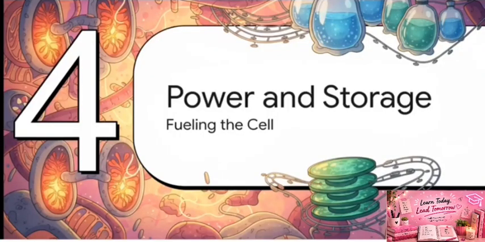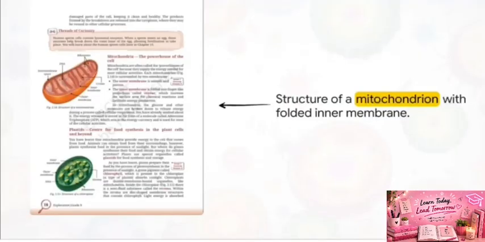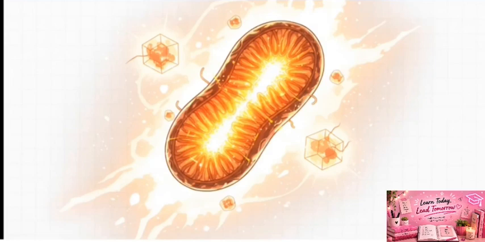All right, moving even deeper, we hit section 4, power and storage, fueling the cell. Let me introduce you to the mitochondria. Structurally, this thing is just brilliant. Notice that unique, heavily folded inner membrane? Those folds are called cristae, and they exist to maximize the surface area inside the organelle. And in the cell world, more surface area means more space for vital chemical reactions. Those reactions are exactly why it's famously known as the powerhouse of the cell.